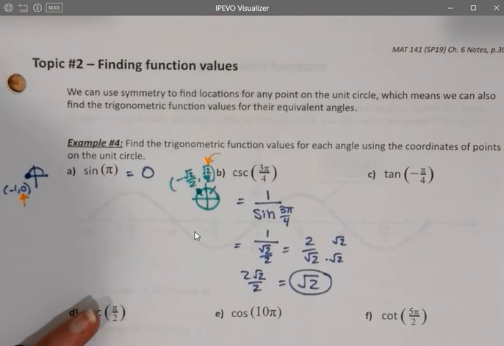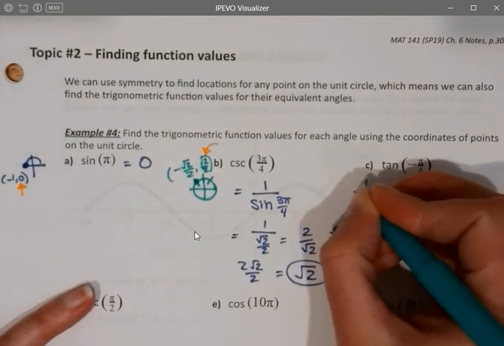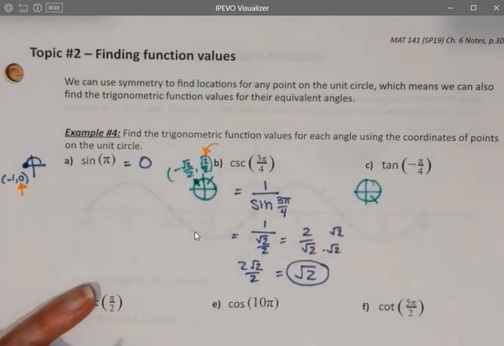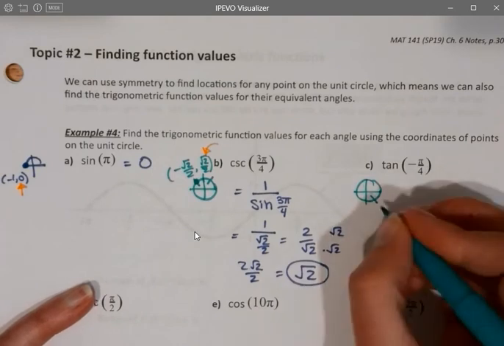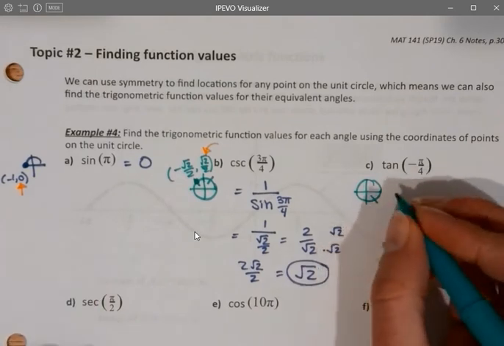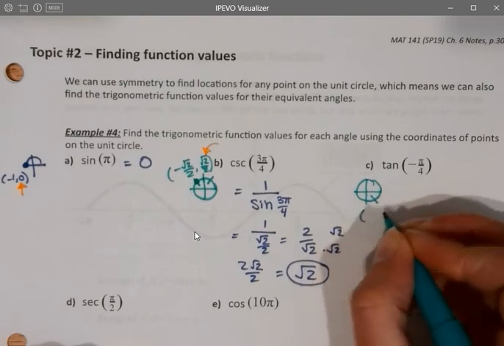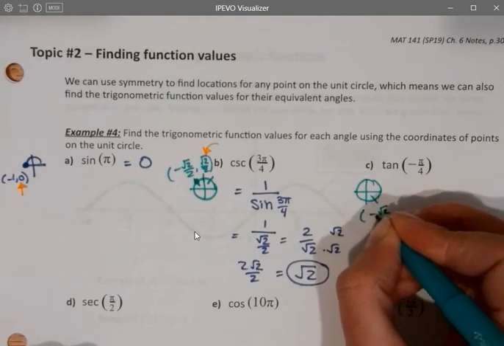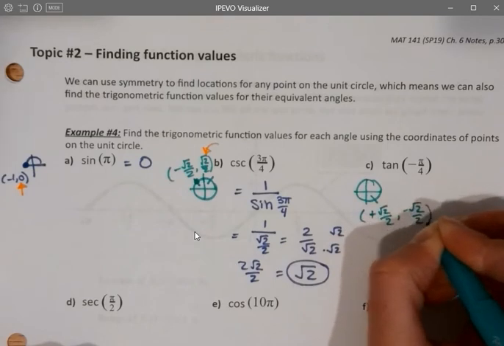Okay, so I'm going to do that again for the next one, and then we can also confirm with our unit circle page. So the tangent of negative pi fourths. Okay, so unit circle, negative pi fourths is a pi fourths in the negative direction, so a quarter in the negative direction. And I know that the pi fourths are all going to be √2/2s, and since this one is in a quadrant where x is positive and y is negative, it's √2/2, negative √2/2.